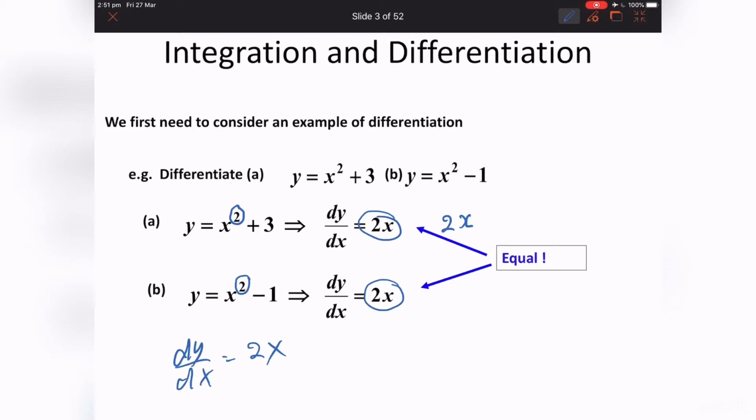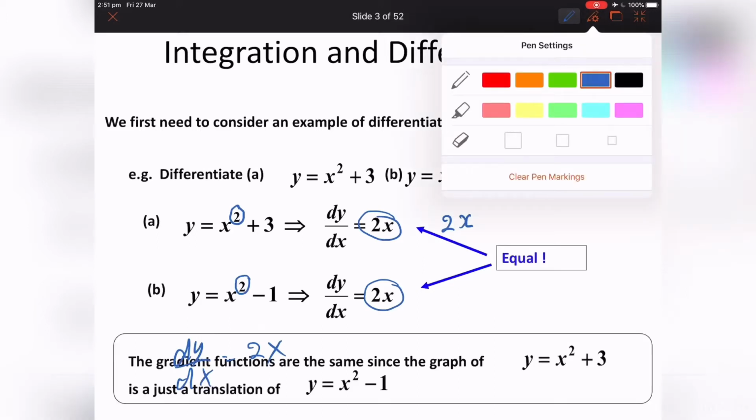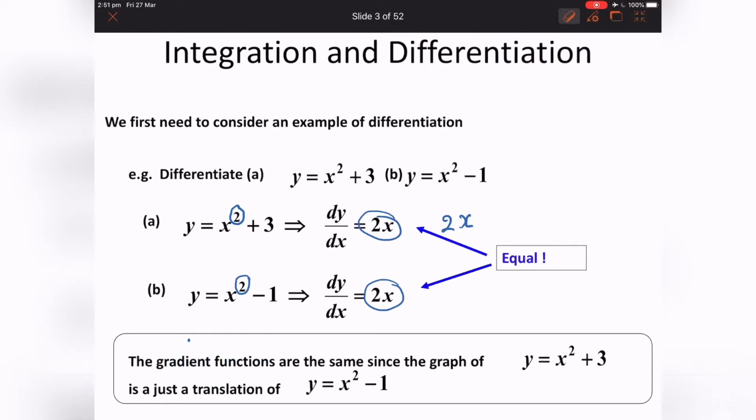So in that case, the gradient functions are the same, because the graph of y equals x squared plus 3 is just a translation of y equals x squared minus 1. So both of them are the same. The difference between them is just the translation.